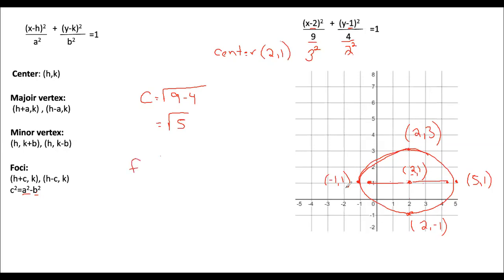So our foci, we're moving in our x direction. So this is (2 plus square root of 5, 1) and (2 minus square root of 5, 1). So those are the points. You can plug that into your calculator and get approximate numbers, but usually we report it in this format. Okay, so there will be a second video in regards to completing the square, with an example whose major vertices are in the y direction.